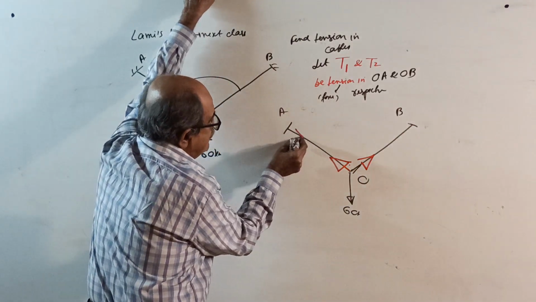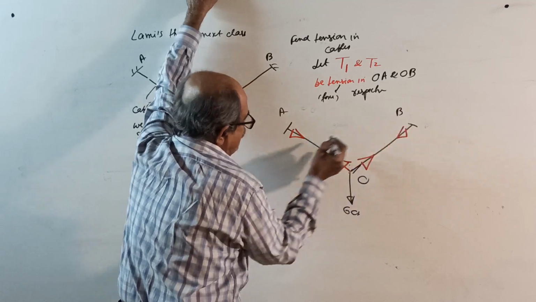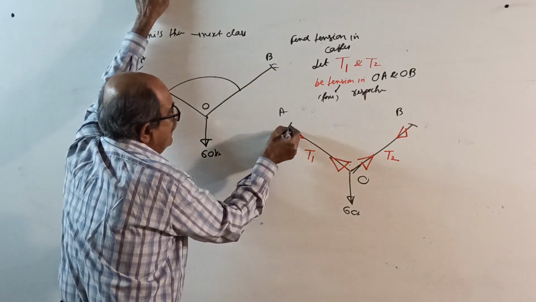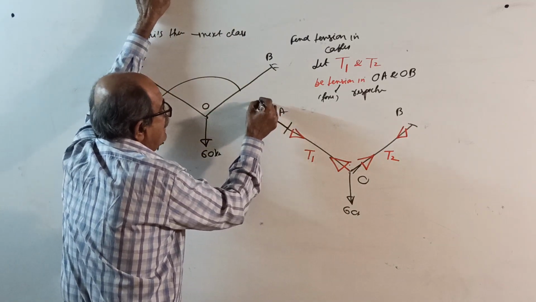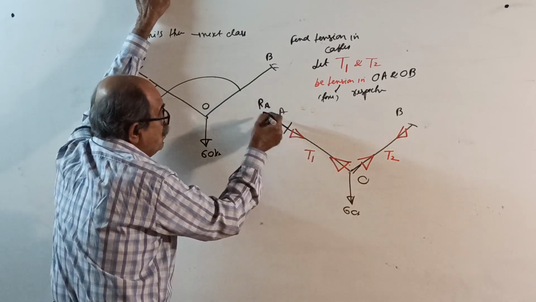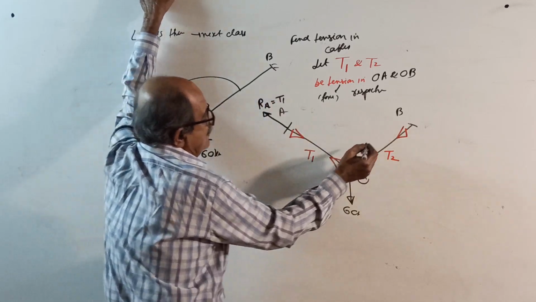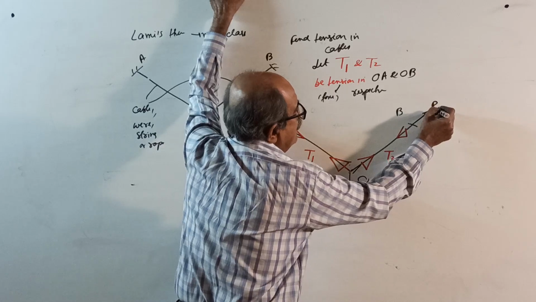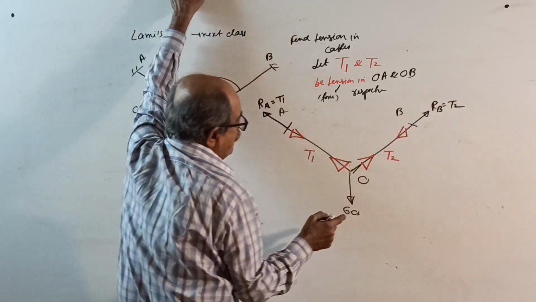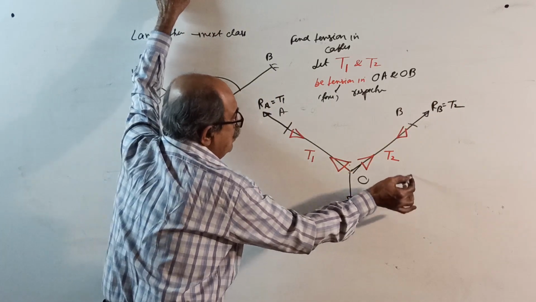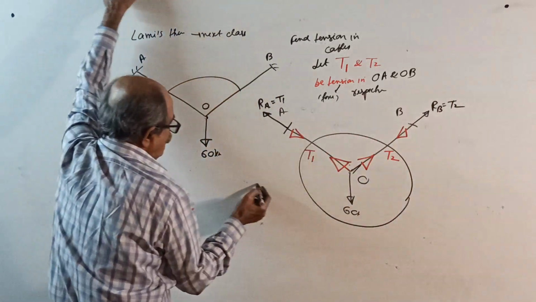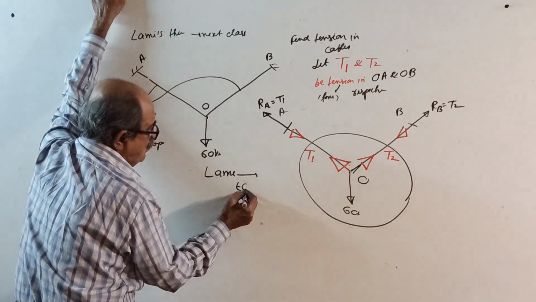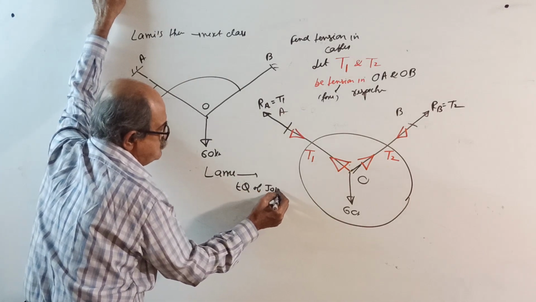And here, this is your T1, this is your T2, and here a reaction will come, RA. RA will come equal to T1. Here, see, this is also tension only. Here a reaction RB will come equal to T2. But remember, we want only the joint. For Lami's theorem, we want to consider equilibrium of joint O.